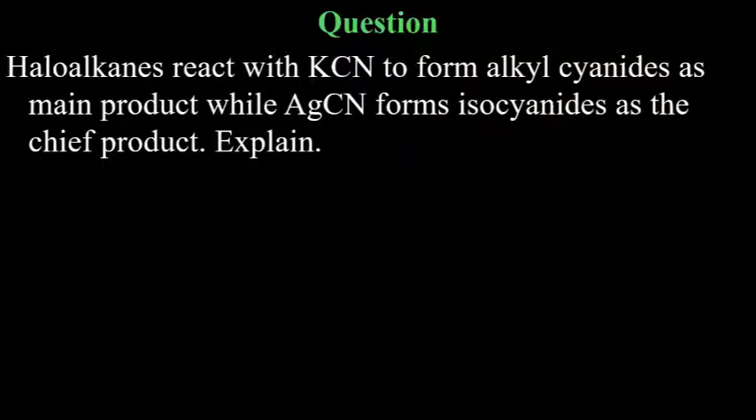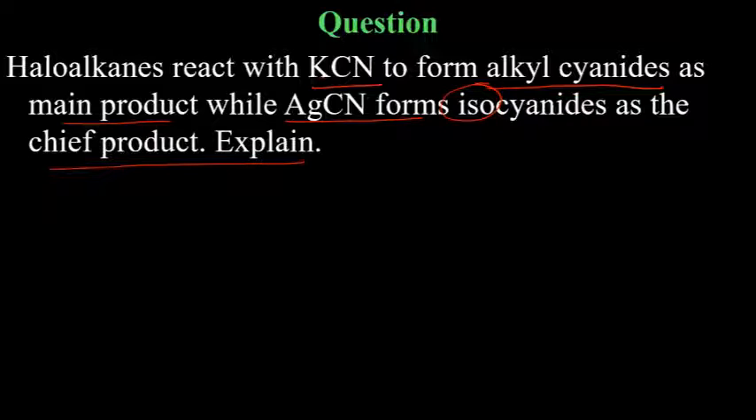Now the questions. And this question you can tell me the answer. Haloalkanes react with KCN to form alkyl cyanide as main product, while AgCN forms isocyanide. Tell me the reason in the chat box. Why?